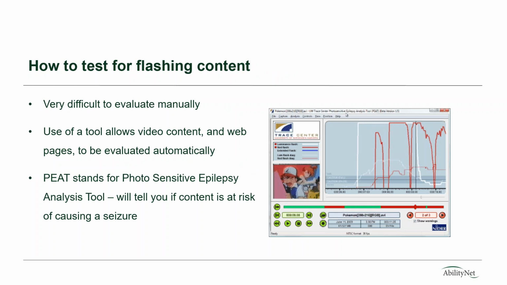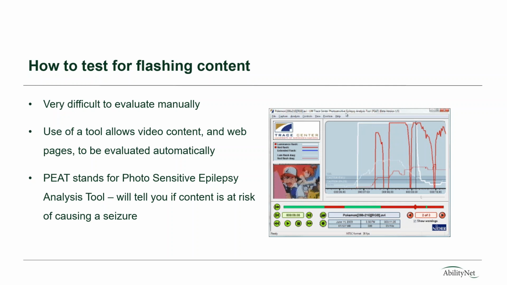Now, it's very difficult to evaluate manually because content flashes at a very specific rate and our eyes are not set up to evaluate that sort of frequency. So there is a tool which we can use to evaluate this type of content automatically. It's called PEAT, which stands for Photosensitive Epilepsy Analysis Tool. That's a free tool developed by Wisconsin University. They have an R&D department who do a lot of work with accessibility and disability.